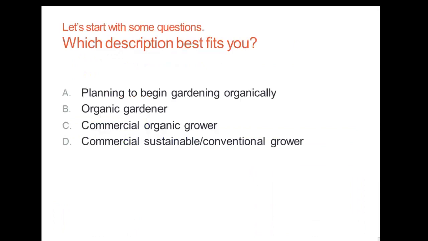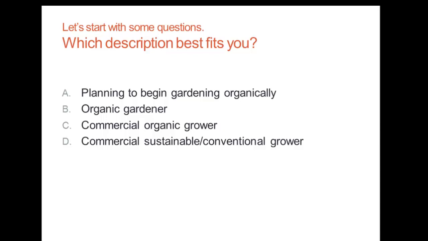You're not really going to be able to answer this in the way we do some of these, where we have a little more interaction. But if you would like to, you can just use the chat box and tell me which one of these you are: whether you are planning to begin gardening, whether you are an organic gardener, whether you're a commercial organic grower, or whether you're a commercial grower using more sustainable conventional practices. Almost everything I see coming in the chat box is an existing organic grower or organic gardener, a few commercial. So there's a little bit of a range for you here, it looks like.